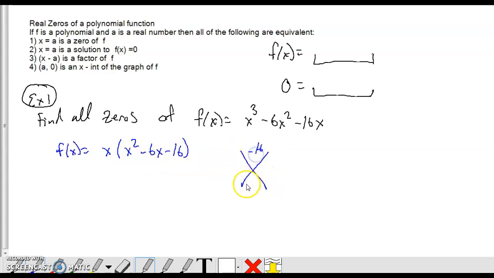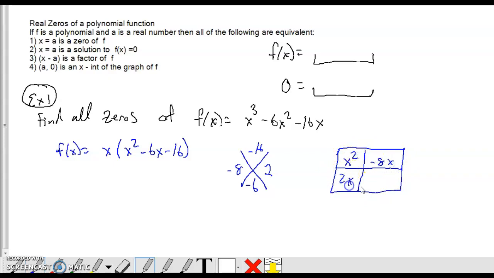So negative 16 and negative 6. So 8 and 2 are the numbers, so that means negative 8 has to be there. So again, we use our box method. So x squared minus 8x, positive 2x, negative 16. So x, negative 8 and 2. So this becomes x times x minus 8 times x plus 2. So again, notice right here, these are all of our factors: x minus 8, x plus 2, and x.